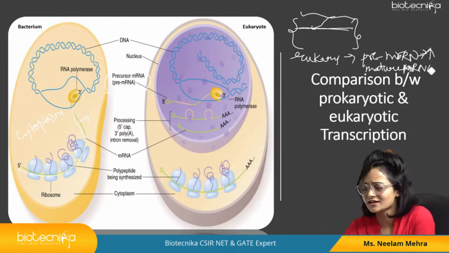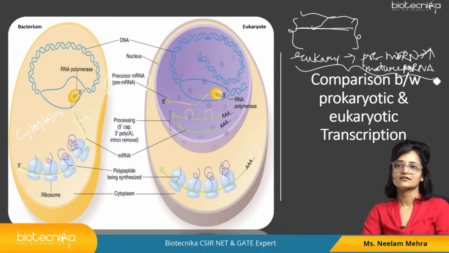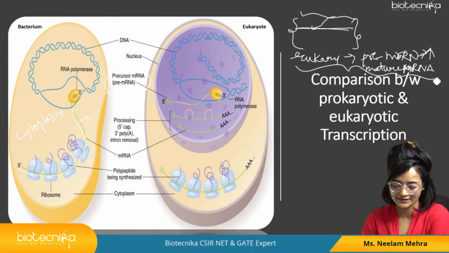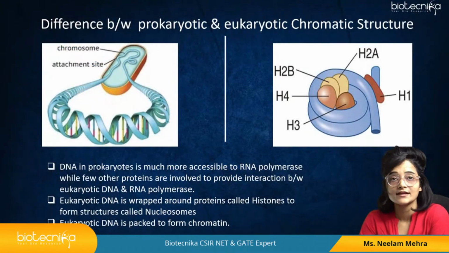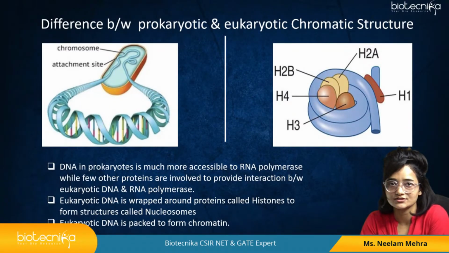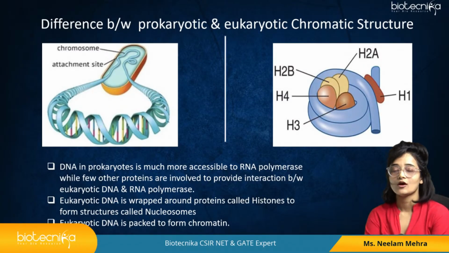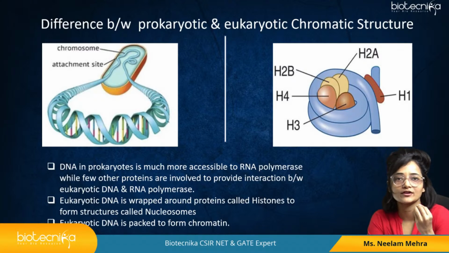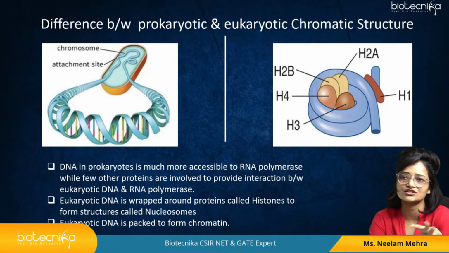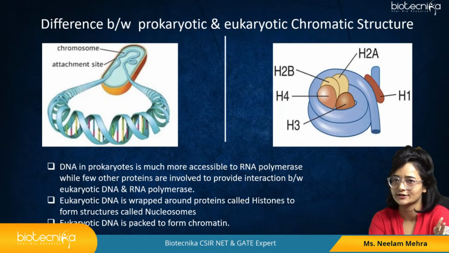So these are the basic things, but still, we forget these basic things also, right? Then coming to the other differences between the prokaryotic and eukaryotic chromatin structure. Now, as we know, in prokaryotes the DNA is very much accessible for the enzymes. That is why transcription and translation take place simultaneously in the cytoplasm.